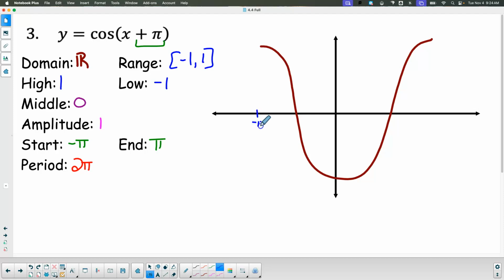Started at negative pi, ended at pi, which means we had 0 in the middle. Halfway would be negative pi over 2. Halfway would be positive pi over 2. Went all the way up to 1. Went all the way down to -1. Agree? Okay. All right. Love it.